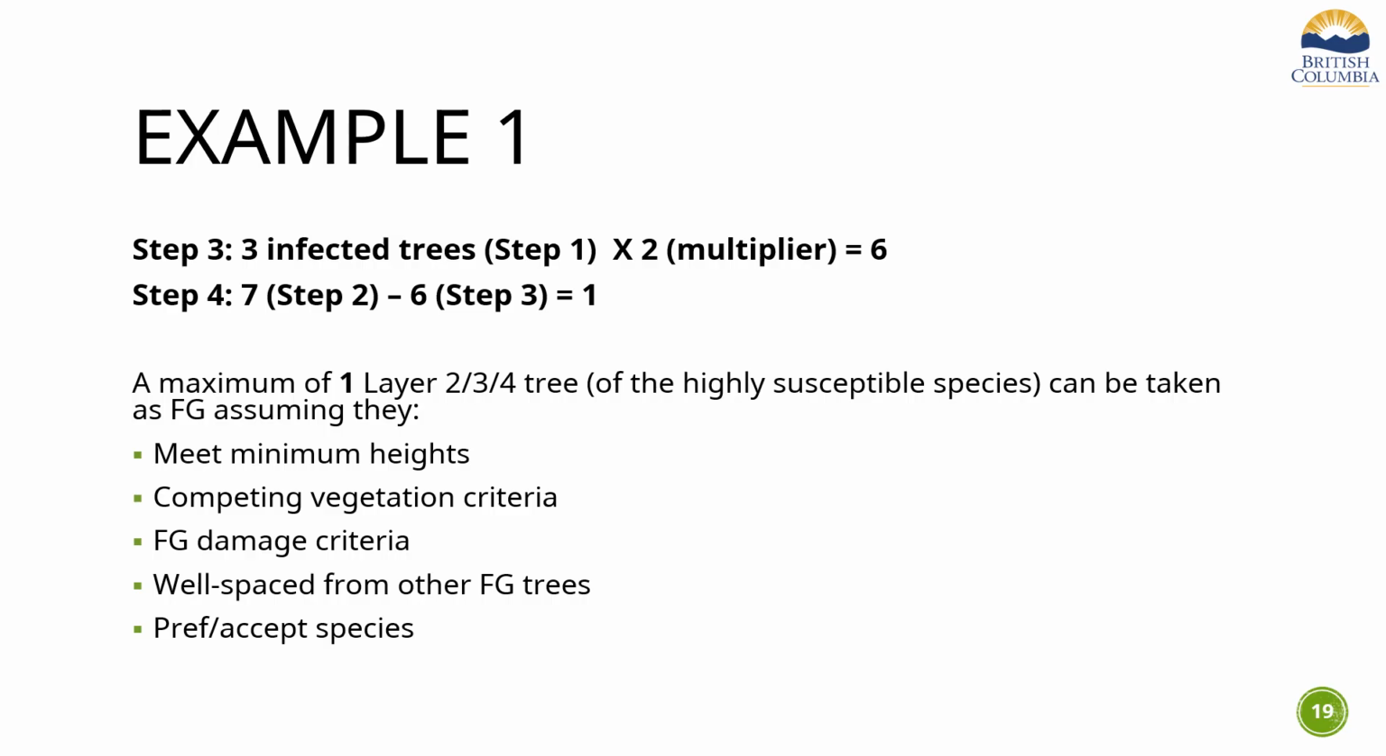That means we can take, at maximum, 1 highly susceptible tree in layers 2, 3, 4 as free growing, assuming it meets the free growing minimum height, the free growing competition criteria, and they're well spaced from all other well spaced free growing trees, because you will hopefully have free growing trees of the less susceptible species.